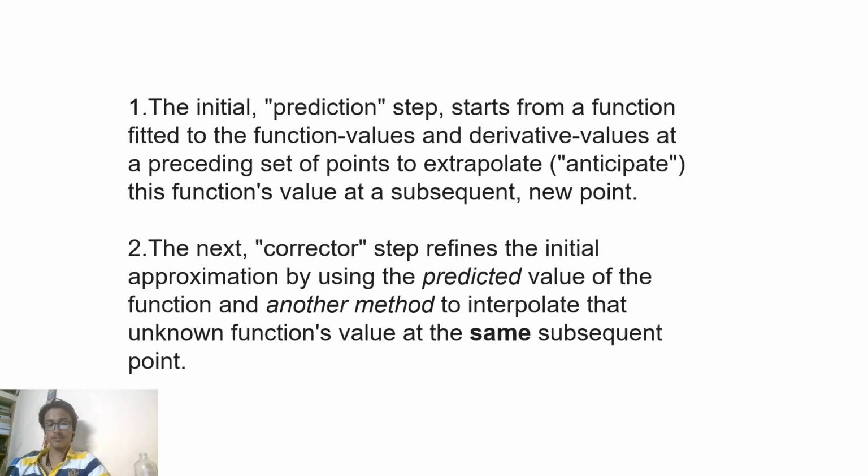So why is it named predictor and corrector? The initial prediction step starts from a function fitted to the function values and derivative values at a preceding set of points. To extrapolate means, in other words, to anticipate this function's values at a subsequent new point. The next is the corrector. The corrector step refines the initial approximation by using the predicted value of the function and another method to interpolate that unknown function's value at the same subsequent point.